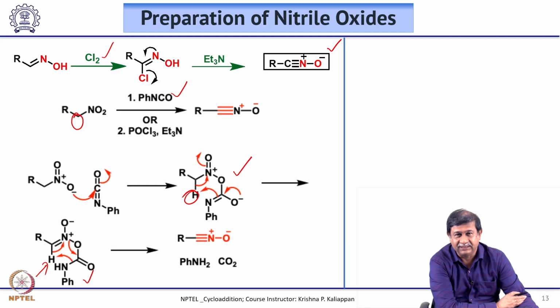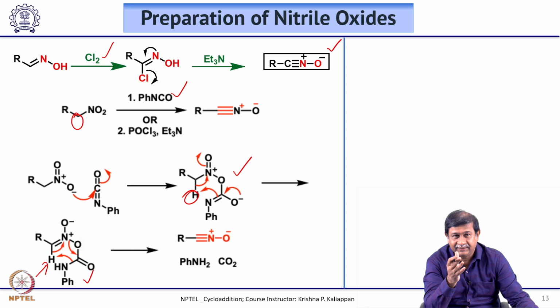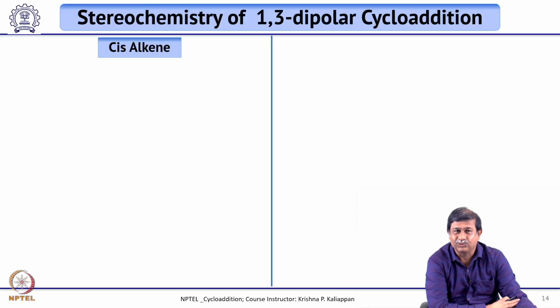plus carbon dioxide. The formation of nitrile oxide from this nitroalkane is because of the formation of two stable groups. One is the amino group, the other one is carbon dioxide. So these are the two methods which are generally followed while preparing the nitrile oxide in large quantities.